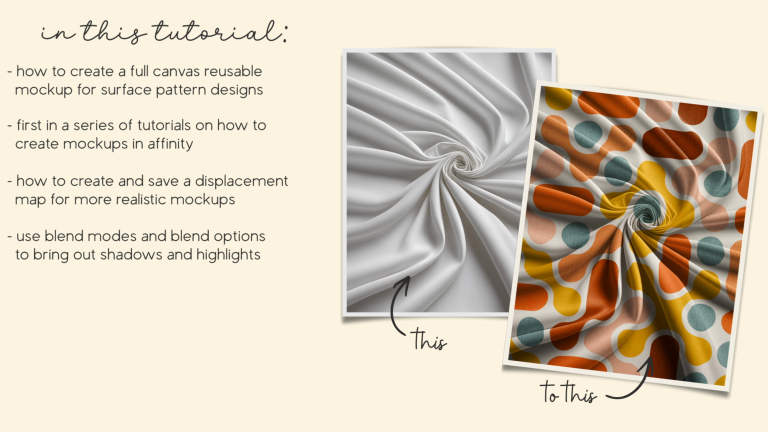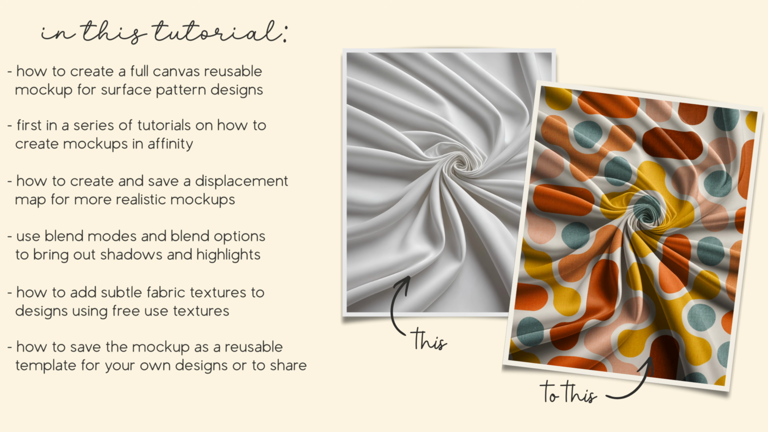We'll use a mix of blend modes and blend options to bring out shadows and highlights, giving the final image a more realistic feel. We'll also look at how to add subtle fabric texture to your designs using free textures with commercial rights. And finally, I'll show you how to save your mockup as a reusable Affinity template so you can get a clean copy anytime you need it. Are you ready? Let's get started.